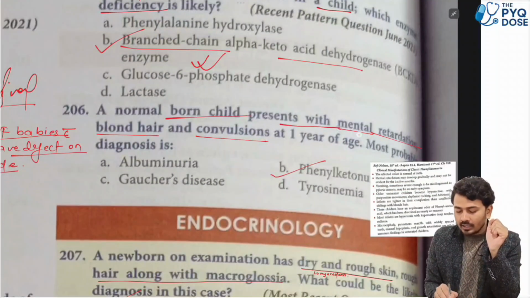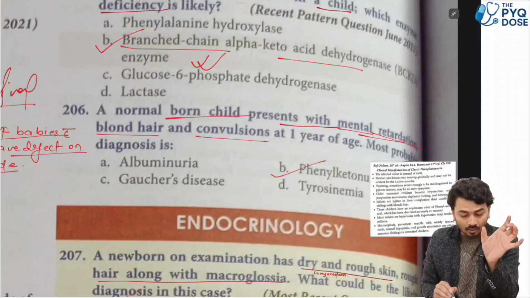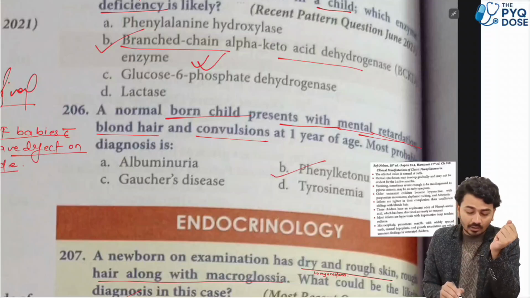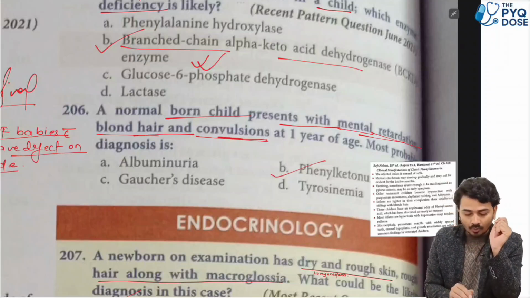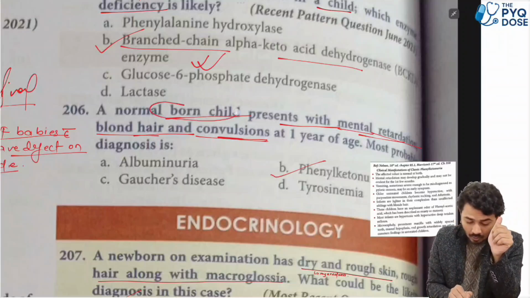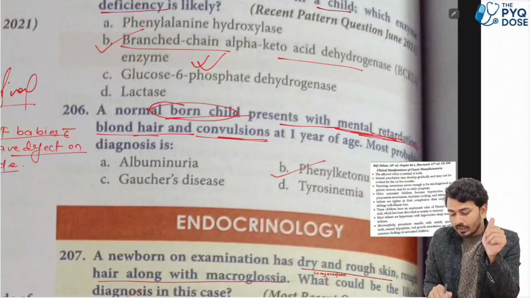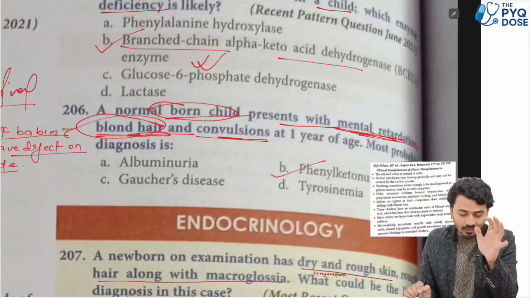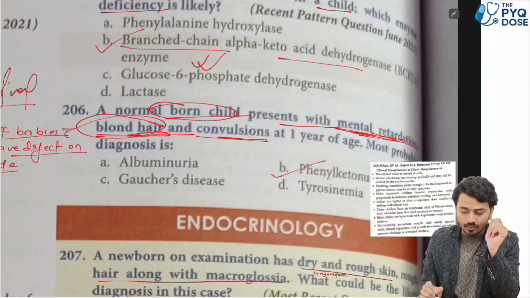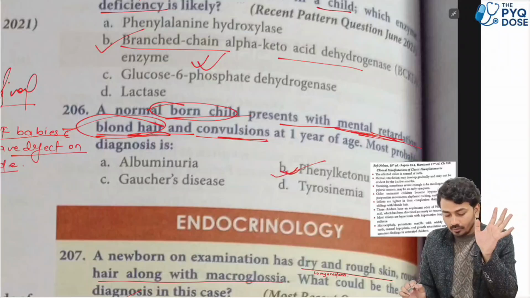A normal born child presents with mental retardation, blonde hair and convulsions at 1 year of age. Most probable diagnosis. So look, normal born child, mental retardation is there, blonde hair. From there you can make the diagnosis. If you are seeing blonde hair, you are going towards phenylketonuria.